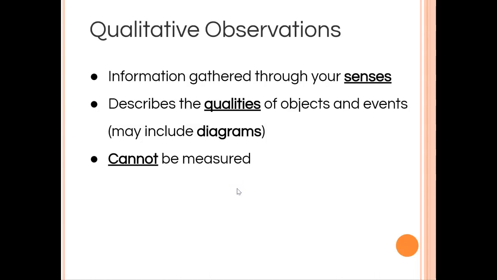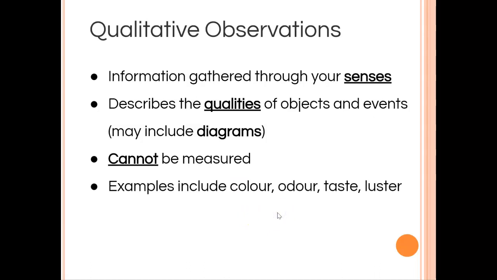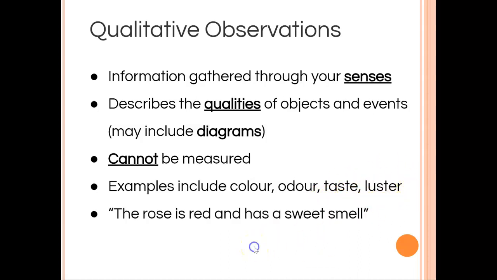Okay, you can't measure a qualitative observation. So for example, if something is red, we can't measure red in the way that we might be able to measure a distance, for instance. Okay, so a great set of qualitative observations would be to describe the color, the odor, maybe the taste, not so much in science, and maybe the luster of an object. So example, if you're looking at a rose, you might say the rose is red and it has a sweet smell. And that's just one example.